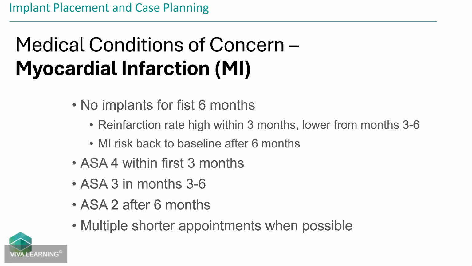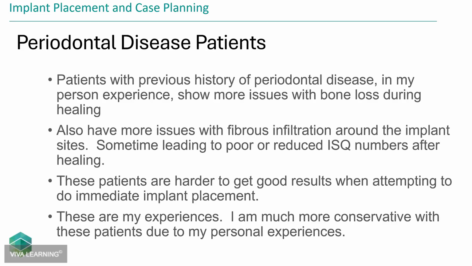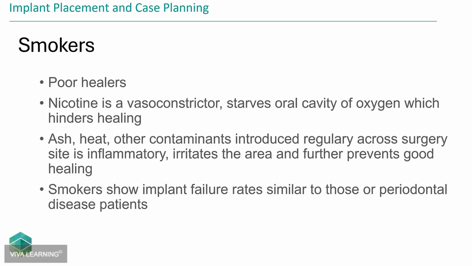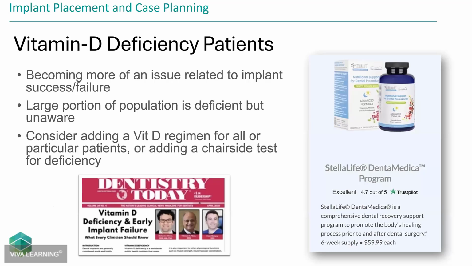Myocardial infarctions, somebody has a heart attack, we just need to realize that they can't get any implants for about 6 months because then they're back to ASA 2. So you just want to wait 6 months after MI. Periodontal patients, they have harder healing, but they don't worry me as much. Smokers are poor healers. If you're going to choose to smoke, we have a disclaimer that says we cannot warranty the work.